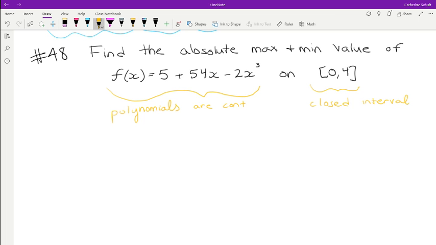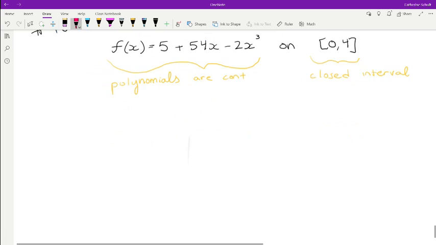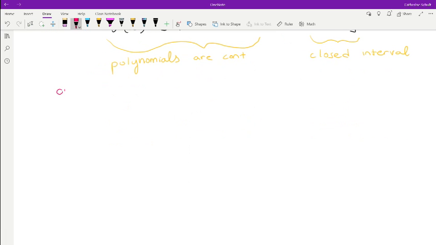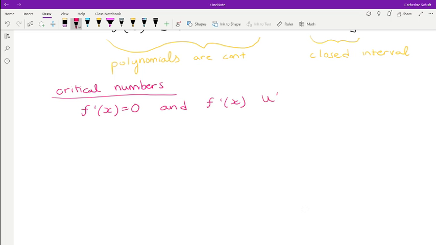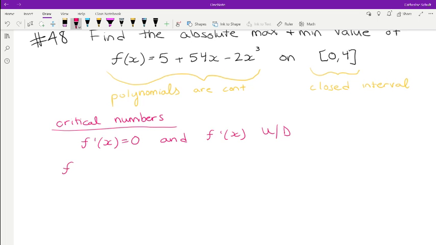So what we have to do first is we have to find the critical numbers, and then we can start here on step 1. We can find the values of f at the critical numbers. So we'll have that as our first step. Let's find the critical numbers. And remember, the critical numbers happen when our derivative is 0 and when our derivative is undefined. All right, so let's find the derivative of our function.